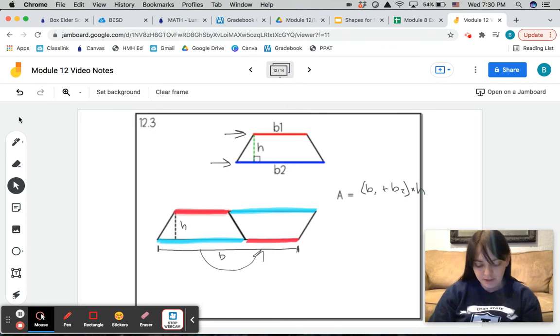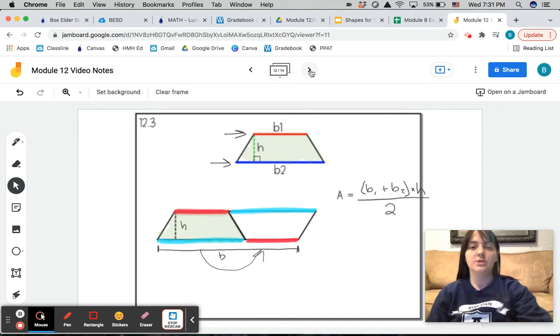Now I only care about the trapezoid, this area. That's the only area I want. Down here for the parallelogram, that's too much area. All the area I care about is this area right here. So in order to do that, I have to take my B1 plus B2 times H and divide it by 2. I'm going to take this entire thing and divide it by 2, and that is going to get us the area of our trapezoid.